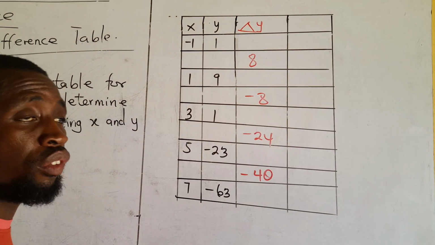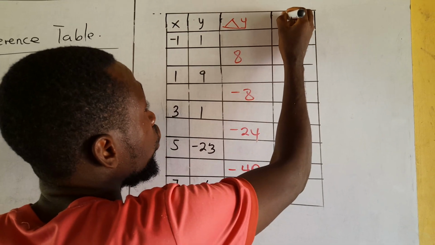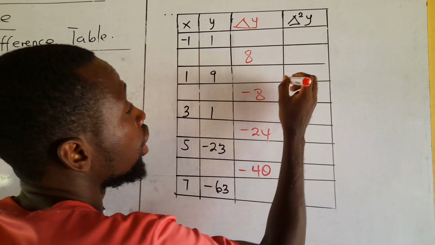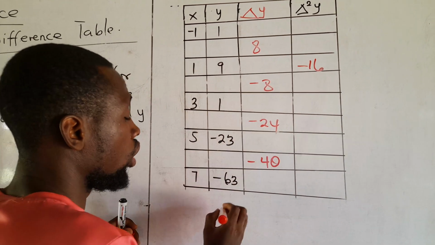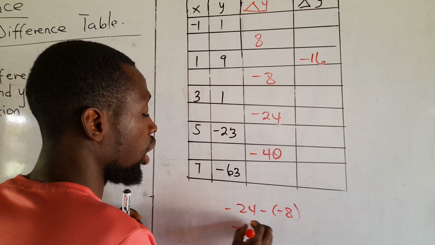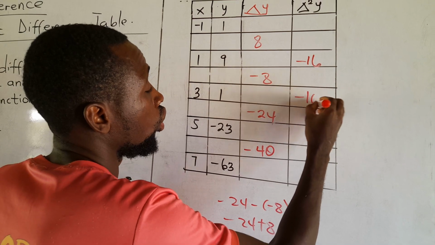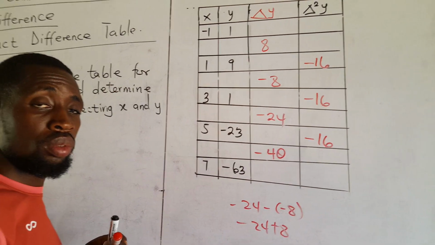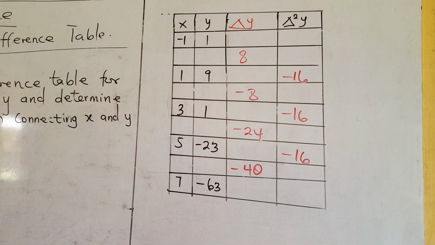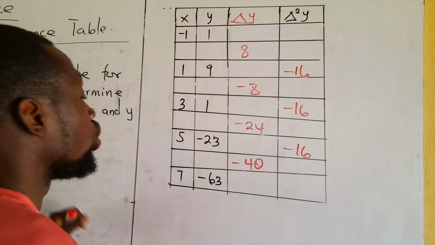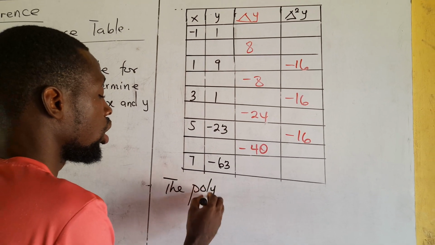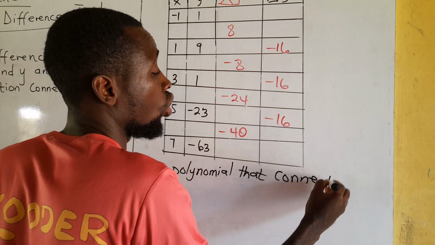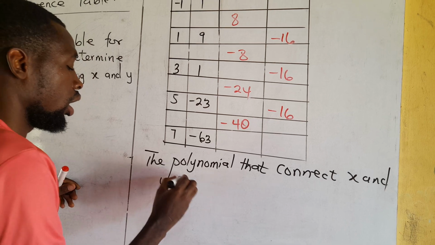Since the first difference does not give us the same values or constants, we find the second difference, which is del square y. We subtract: -8 minus 8, that will be -16. Then -24 minus -8, that is -24 plus 8, and that will be -16 as well. Then -40 minus -24 will be -16 as well. Since the second differences are all the same, they are constant, then this polynomial is of degree 2. So we say that the polynomial that connects x and y is of degree 2.